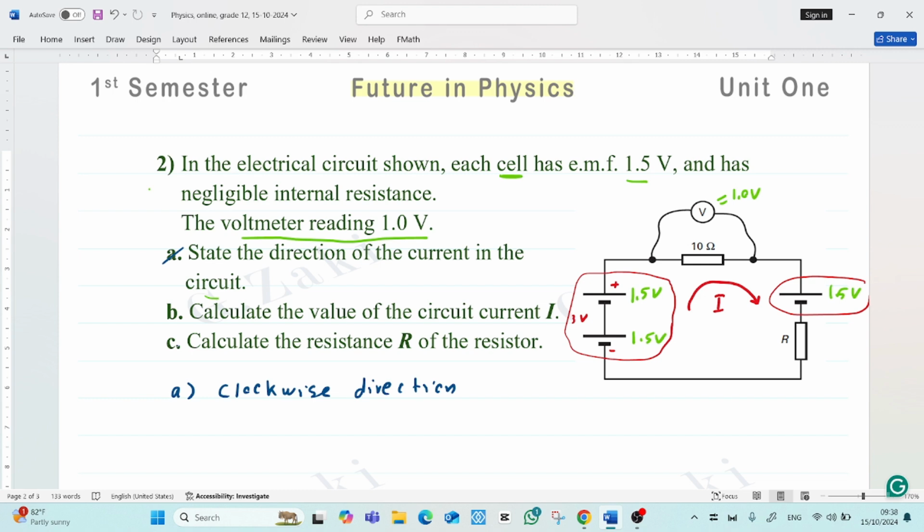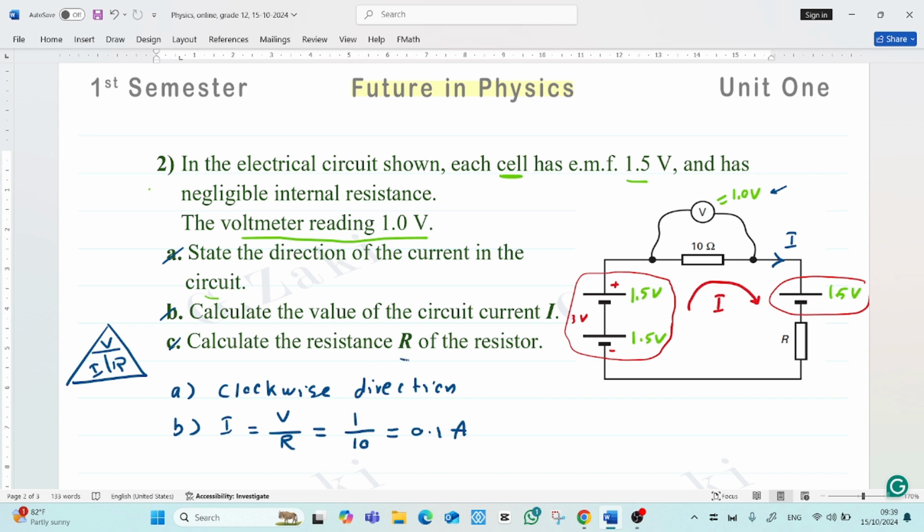In part B, calculate the value of the current. Because we have the voltage 1.0 volt and the resistance is 10 ohm, we can calculate the current. Remember Ohm's law, V equals I times R. Then the current equals V over R, where V is according to the 10 ohm, not 3 volt, not 1.5, it's 1 volt. So it's 1 over R. R is 10. Then the current is 0.1 ampere. The current in the circuit is 0.1 ampere.